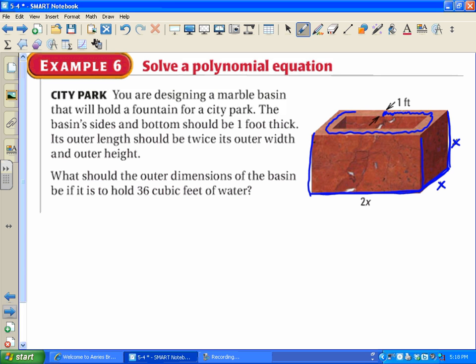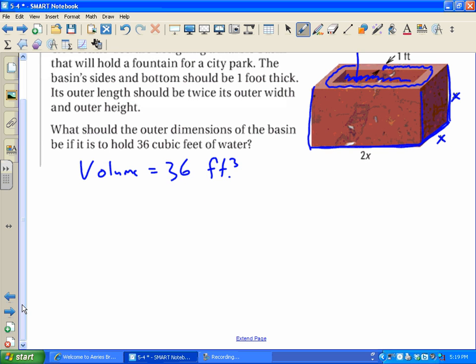What should the outer dimensions of the basin be if it's to hold 36 cubic feet of water? In other words, I'm going to be dumping in 36 cubic feet of water on the inside. So they've given me the volume on the inside, and that's 36 cubic feet. Well, what do I know about volume? I know volume is length times width times height.